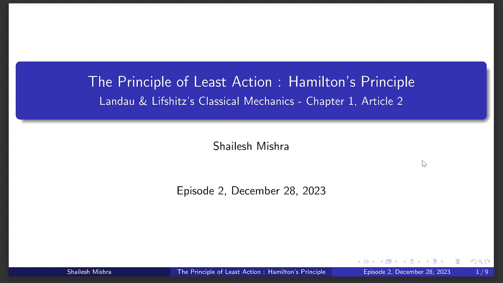Today we're tackling Chapter 1, Section 2, the principle of least action, or Hamilton's principle. It's a cornerstone of classical mechanics, and we're going to explore it with some technical math. So let's start unraveling this fundamental principle.